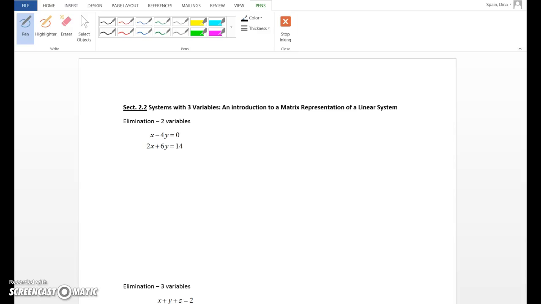Section 2.2 is on systems of equations. There'll be 3 equations and 3 variables. And we'll also introduce matrix representation of a linear system. Alright, so a little recap.